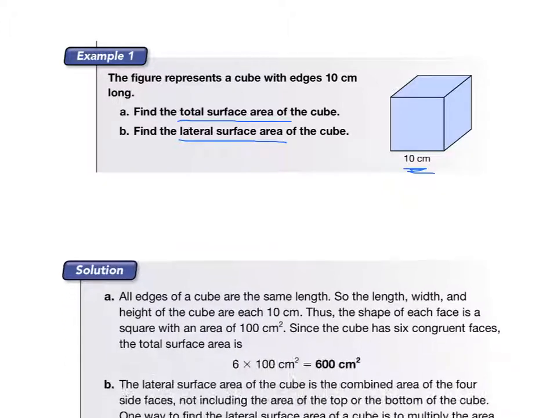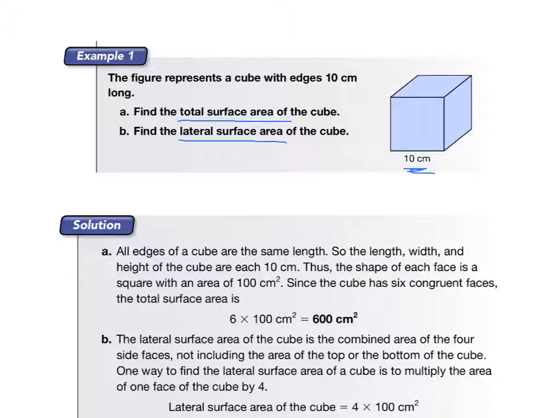Okay, so the solution is, first, for A, all of the edges of the cube are the same length. So the length, the width, and the height of the cube are all 10. And the shape of each of its faces is a square. So if you find the area of one of the sides, the area would be 10 times 10, so you would have 100. And there are 6 sides to a cube, so you would do 6 times 100 and you get 600 centimeters squared. So cubes are pretty easy because all the sides are the same, and you just have to remember that there are 6 sides to a cube.